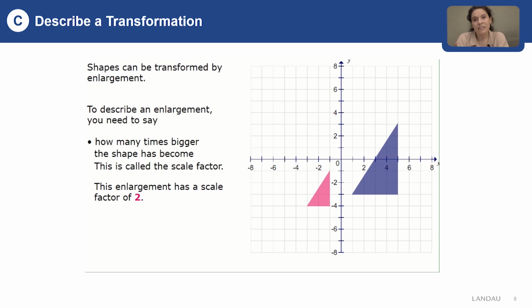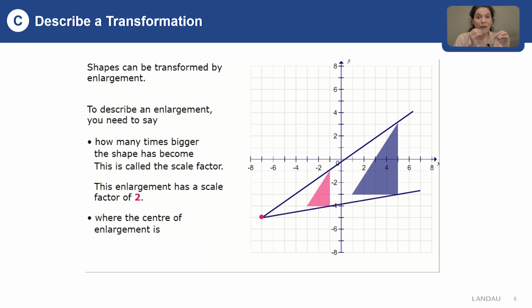Another requirement is to find the center of the enlargement. In order to find it, what do we have to do? We have to draw a straight line that passes through each and every corner respectively from each shape. When we draw those lines, we have to find out where they meet. The point where all the lines meet is the center point. Here, for this enlargement, we have center point -7 and -5.